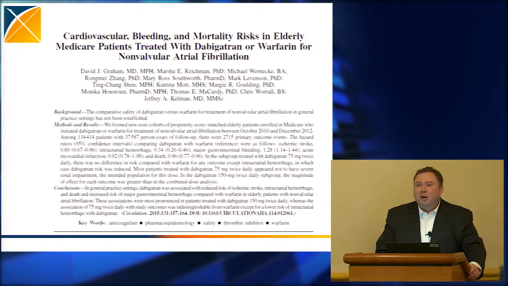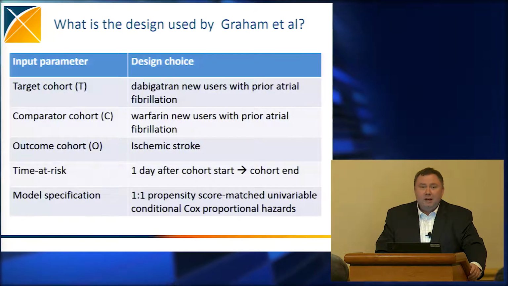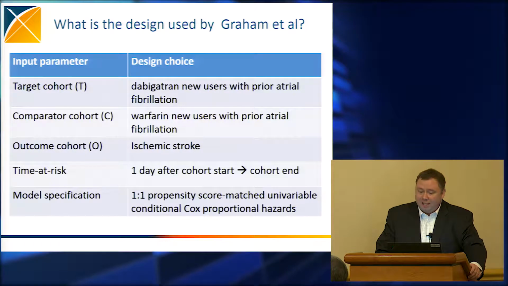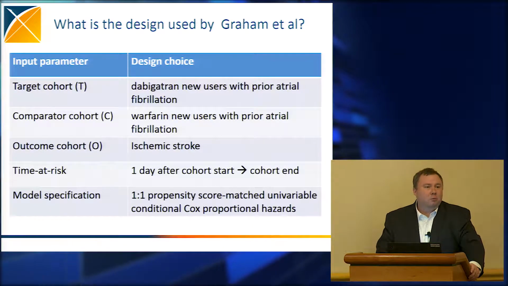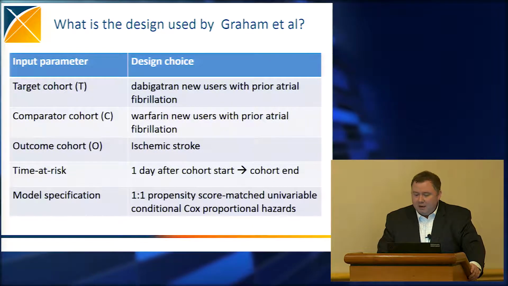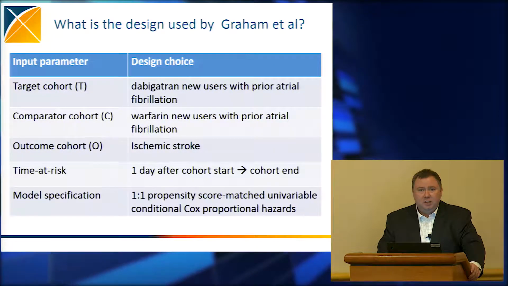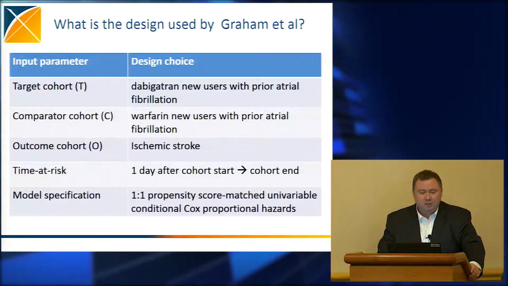So that's your paper. That's what you guys were reading. And you spent an hour debating about the merits of various pieces. Here's how I would frame up that study. What's the T, what's the C, what's the O, what's the time at risk, and what's the model specification? We were looking at dabigatran new users with prior AFib, comparing them to warfarin new users with prior AFib. The outcome, we'll focus on one of the outcomes, ischemic stroke. The time at risk was from 1 day after the cohort start to the cohort end, which in this case was the length of time that they were exposed. And we're doing a 1-to-1 propensity score matched univariable conditional Cox proportional hazard model to estimate a hazard ratio.